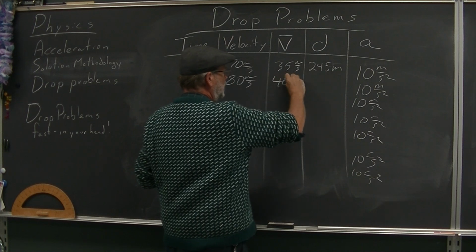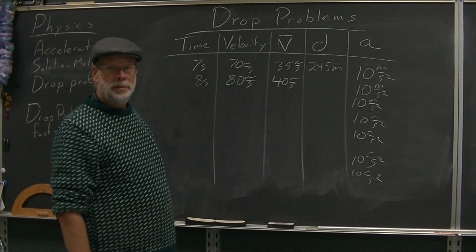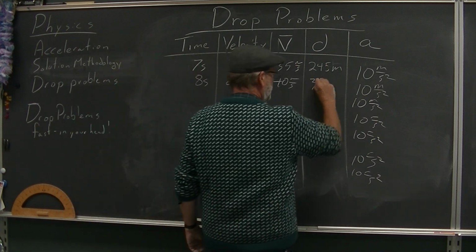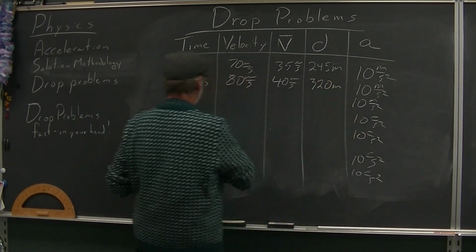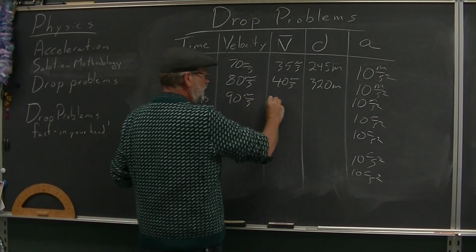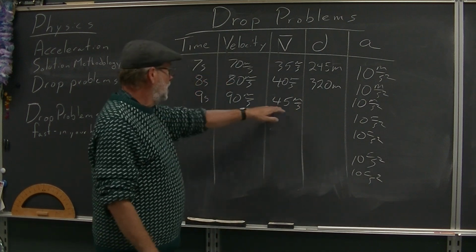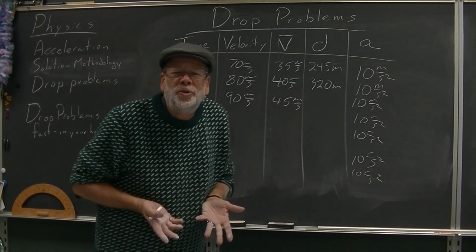Average is 40 meters per second. So 4 times 8, with a 0, 320 meters. 9 seconds, that's 90 meters per second. 45 meters per second is your average velocity. What's 45 times 9? I don't know.